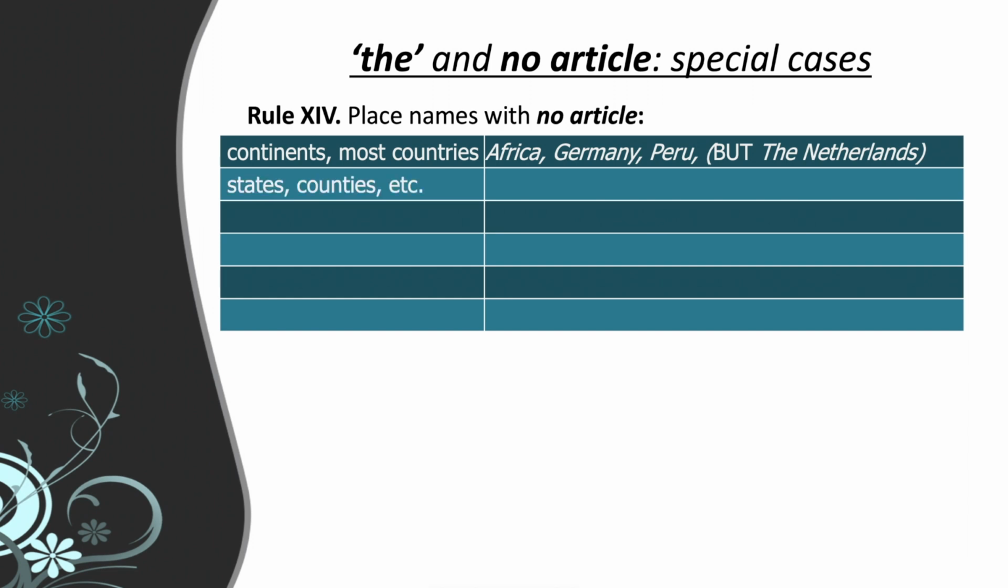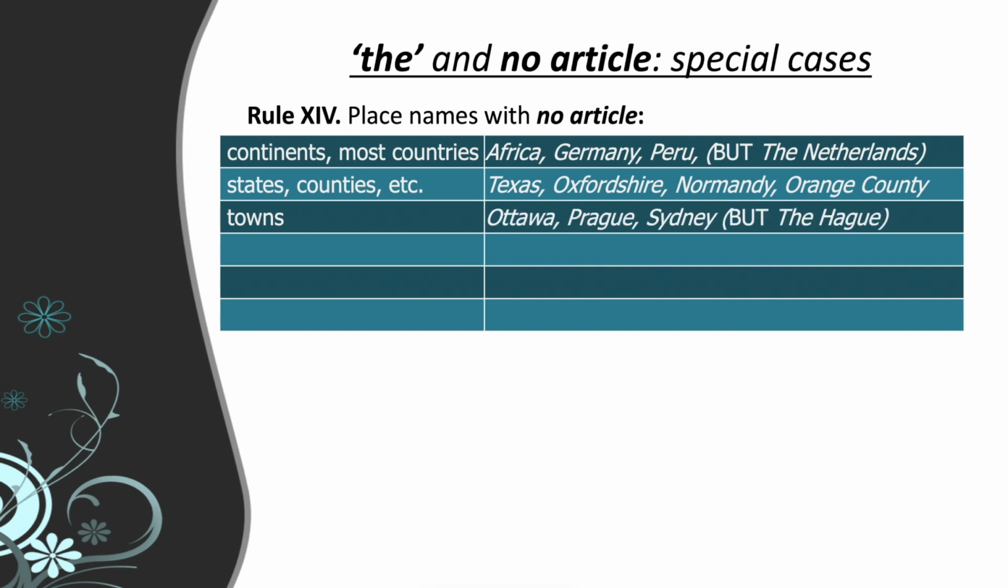For states and counties, we don't use an article. Some examples are Texas, Oxfordshire, Normandy, and Orange County. For towns, we don't usually use articles. Ottawa, Prague, Sydney don't use articles. But we have an exception, and that is The Hague. I think it's a funny thing that the country that is our exception for the country rule has a capital that is also the exception. I should research this and find out why the Netherlands and The Hague are exceptions to this rule. It might be an interesting history lesson.